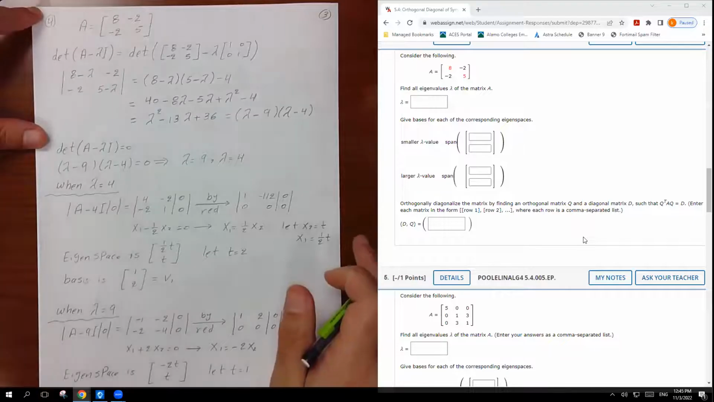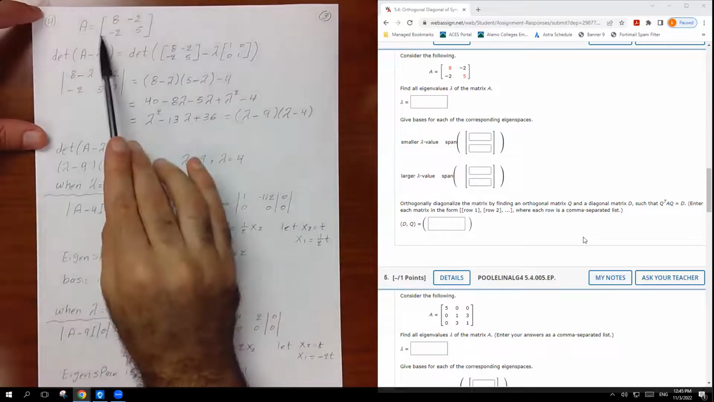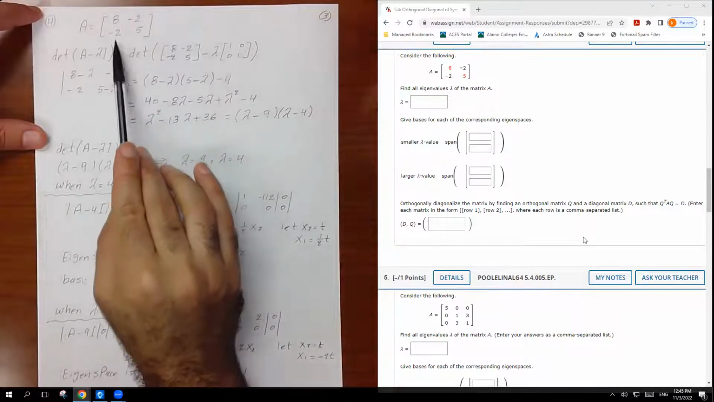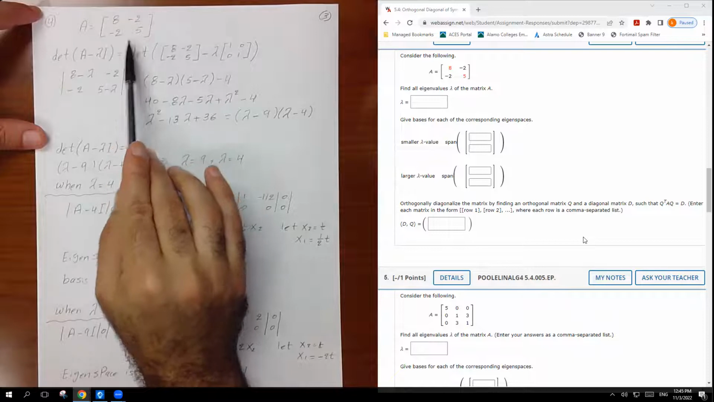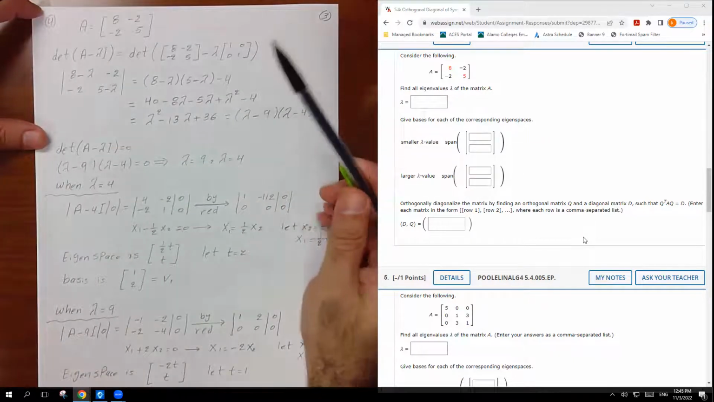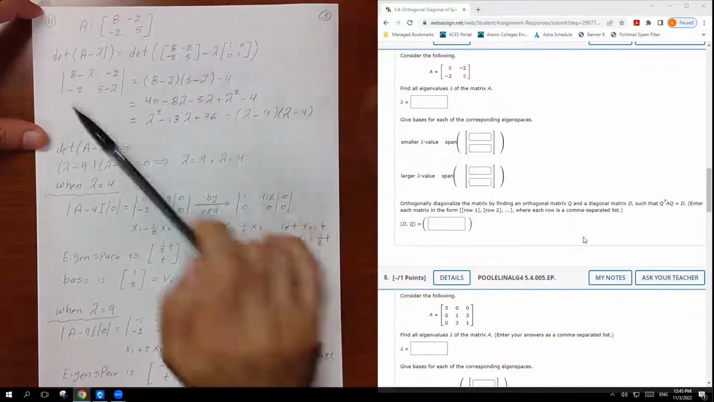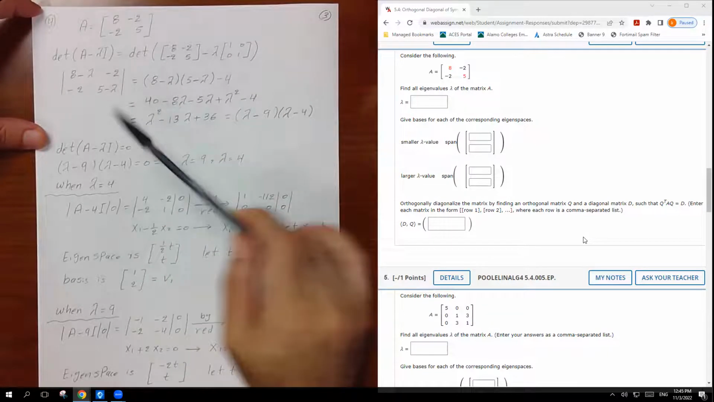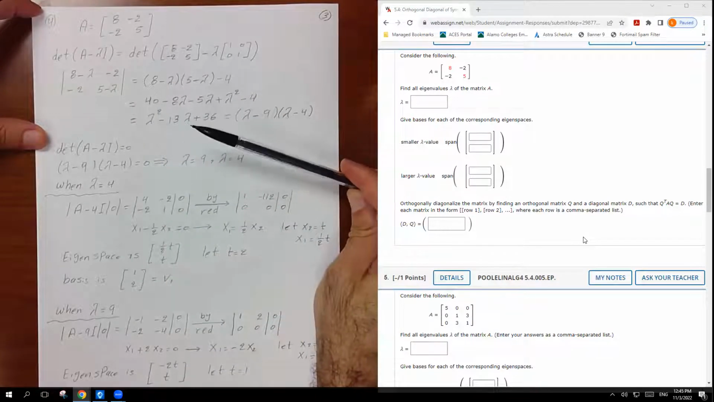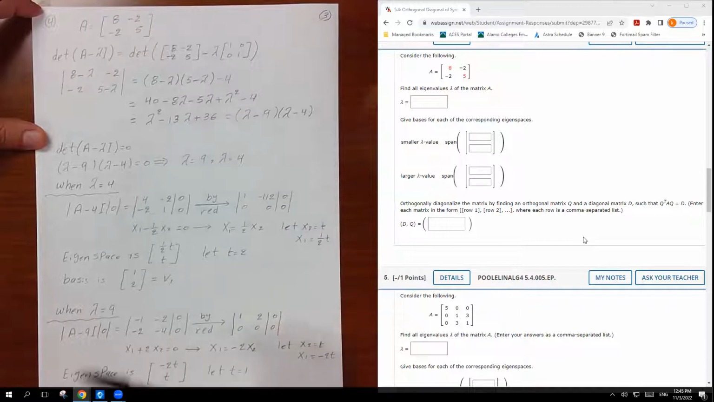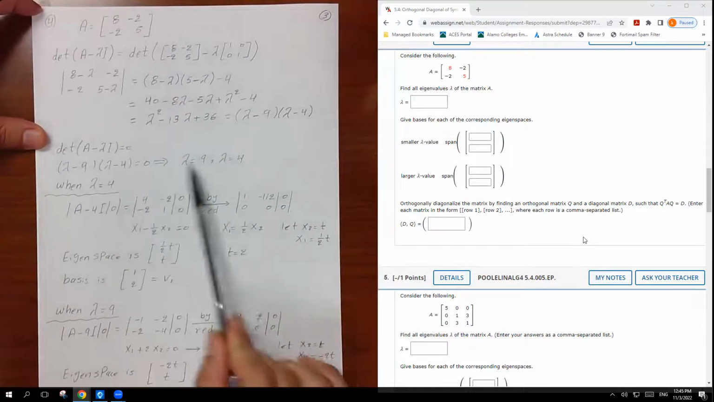So the first thing we did here, here's the matrix A: 8, -2, -2, and 5. We're going to find the eigenvalues. And again, be careful when you do the first step, because you're not going to figure out there's a mistake until you find the result. So always be careful here when you find the eigenvalues.